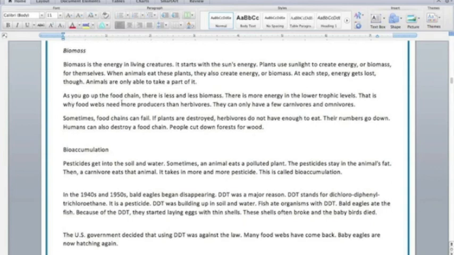As you go up the food chain, there is less and less biomass. There is more energy in the lower trophic levels. That is why food webs need more producers and herbivores. They can only have a few carnivores and omnivores.